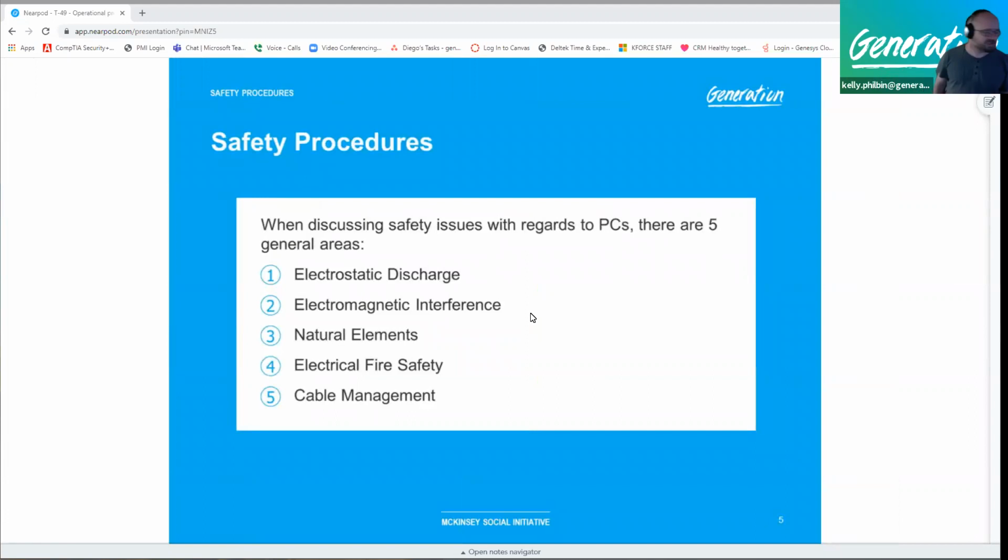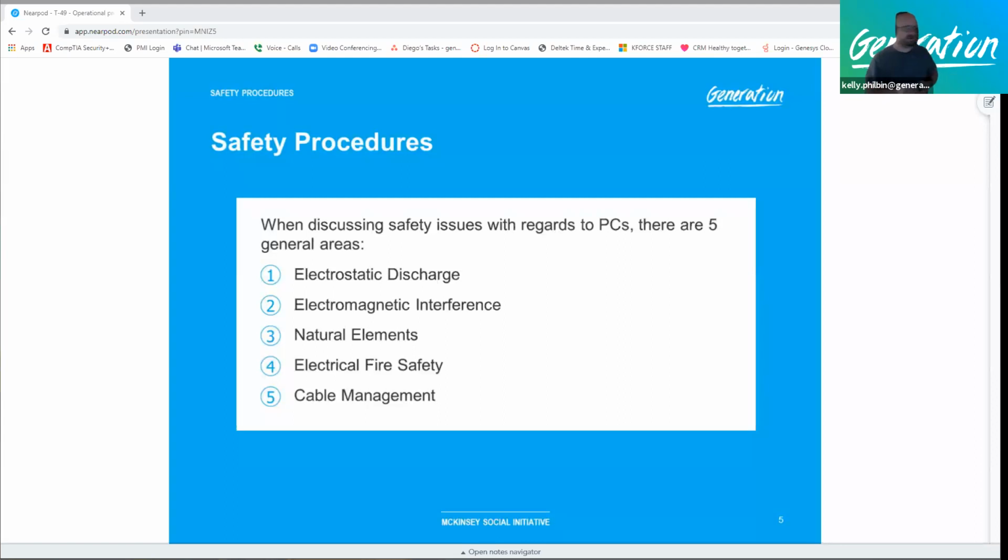First up, we'll be going over the safety procedures that we want to keep in mind when working in an enterprise environment and also working with equipment, things to be aware of, and things that we need to make sure we're doing.